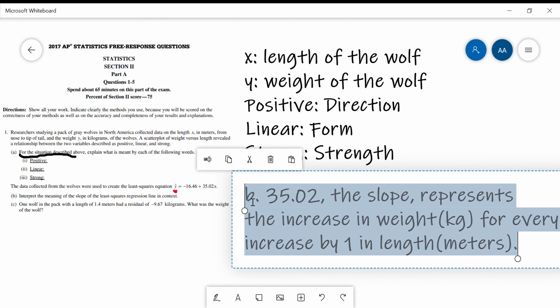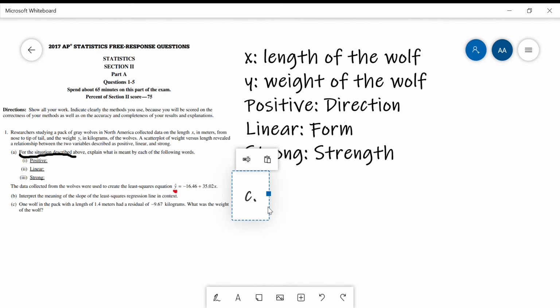So now that that's out of the way, C. By the way, for the previous problem, you might notice I wrote 35.02. You do not need to. It just says interpret the meaning of the slope. If it says identify the slope, then you'd need to put it. But obviously, just for kicks, I added it. So C. One wolf in the pack with a length of 1.4 meters.